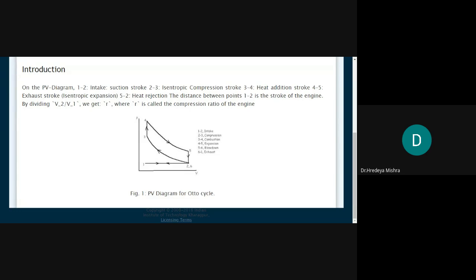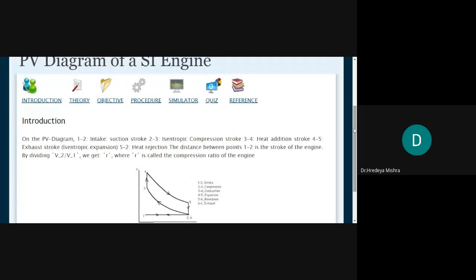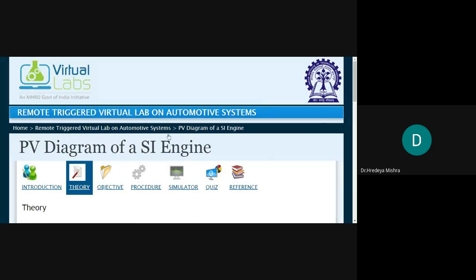Here 5 to 6 and 5 to 2 are the same process, which is the heat rejection. The distance between 1 and 2 is the stroke of the engine. So this is the diagram and the basic introduction. Now we come to the theory. What is the theory behind that?